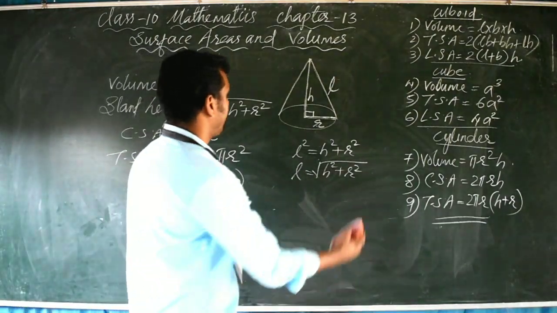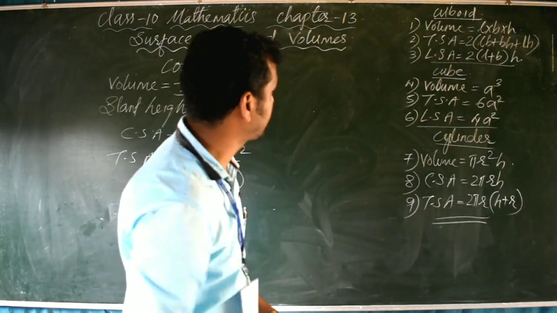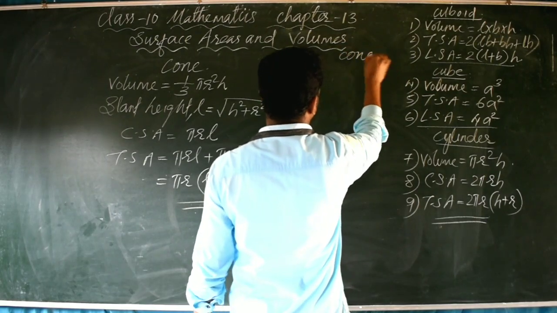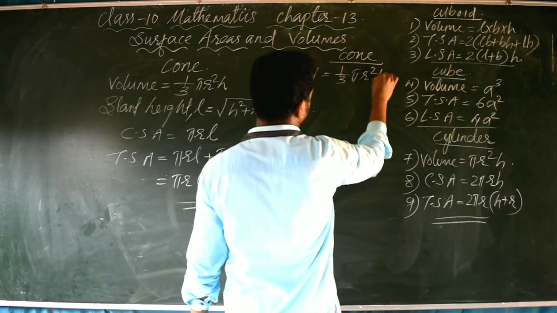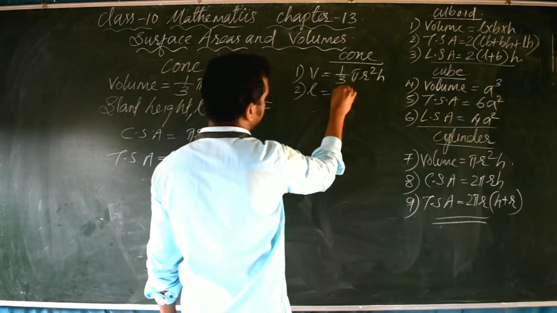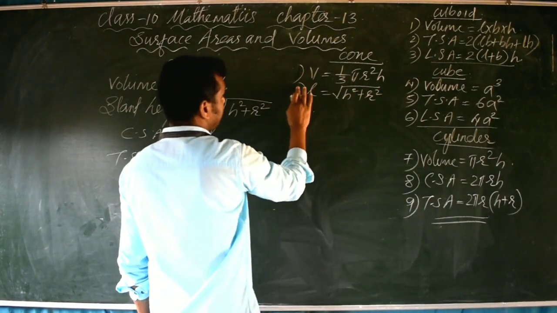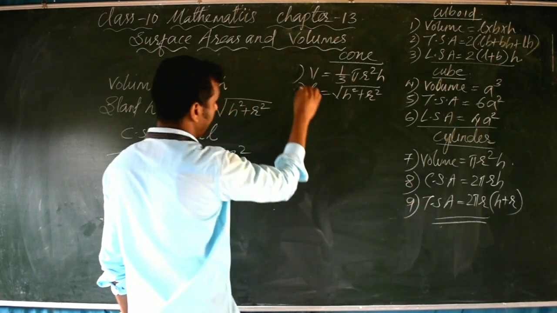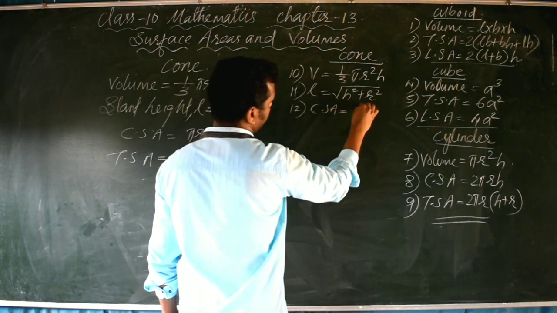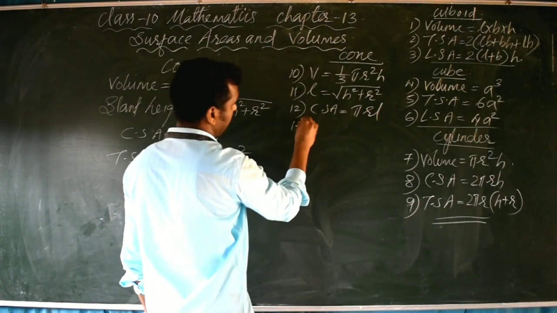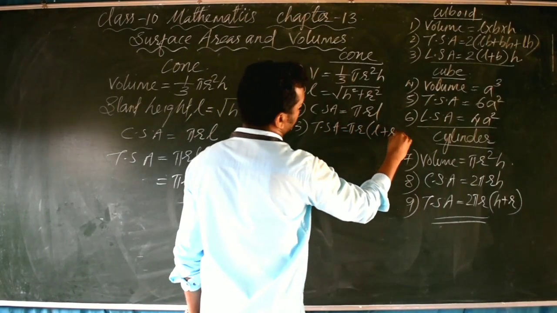Now we can write it here. Cone, first formula, volume is equal to 1 by 3 pi r square h. Slant height L is equal to square root of h square plus r square. Formula numbers 9, 10, 11, 12. Curved surface area is equal to pi r L. 13. Total surface area of a cone is equal to pi r into L plus r.